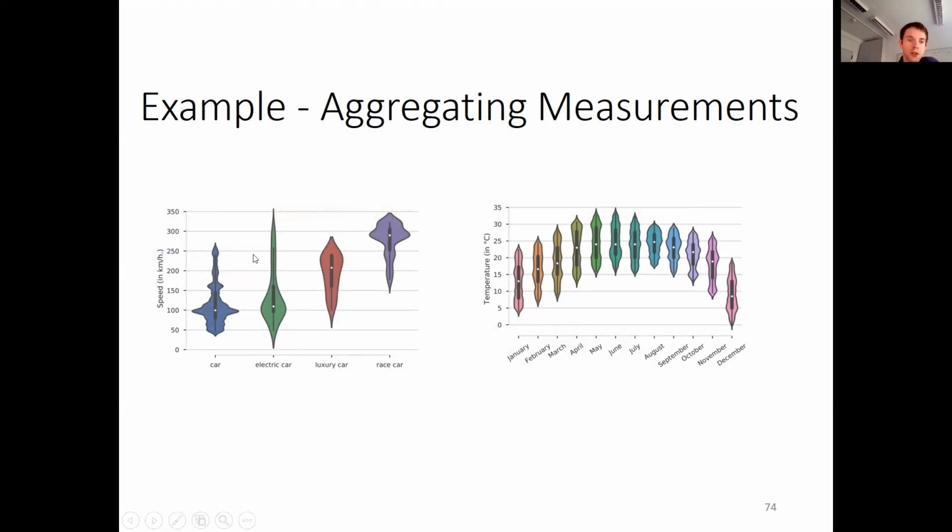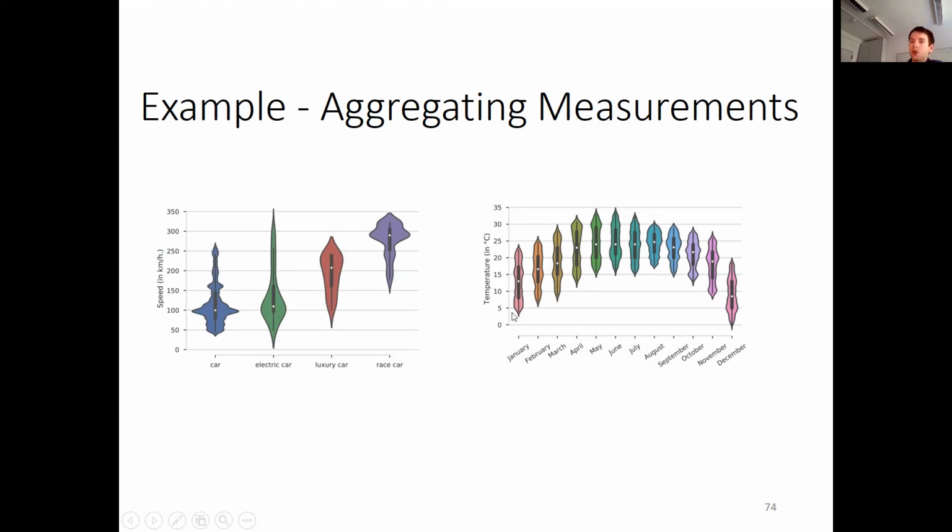And what we get here, for example, are these plots. So for a car, the speeds we observe start from 40 kilometers per hour up to 250 kilometers per hour, with a peak at around 100 kilometers per hour. And an electric car has a slightly wider range. A luxury car has a shift towards higher speeds, the race car even higher observations.